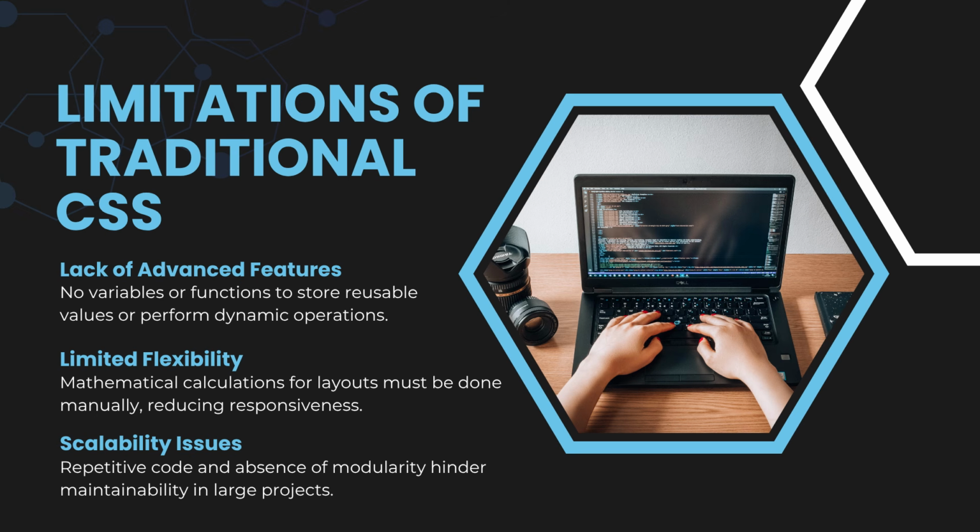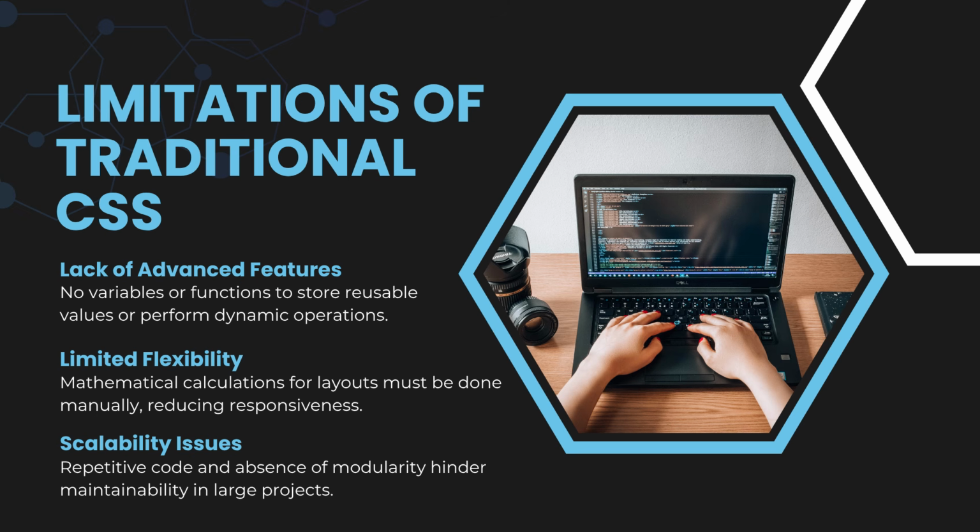Traditional CSS lacks advanced features found in programming languages, such as variables and functions. Variables store reusable values, while functions can adjust colors or calculate dimensions. Without these, developers rely on manual methods that are inefficient and prone to errors. Additionally, CSS does not support direct mathematical operations. Calculations for widths, margins, or padding must be done separately and written manually, limiting flexibility for responsive and proportional designs.